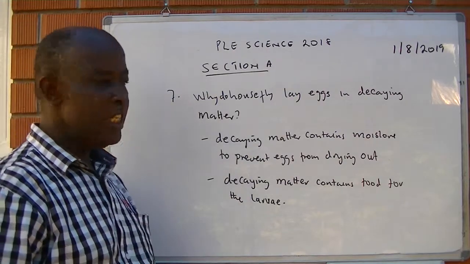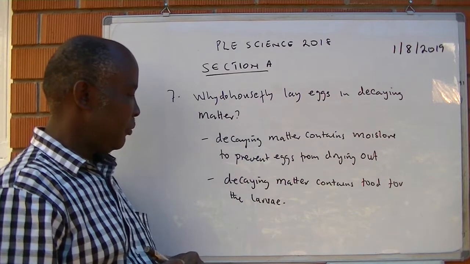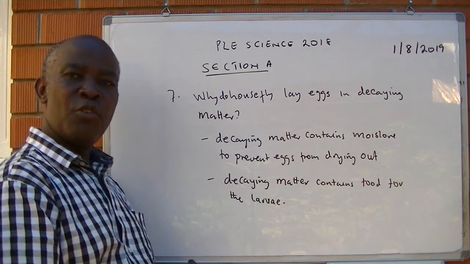Decaying matter contains moisture to prevent eggs from drying out. 2, decaying matter contains food for the larva.